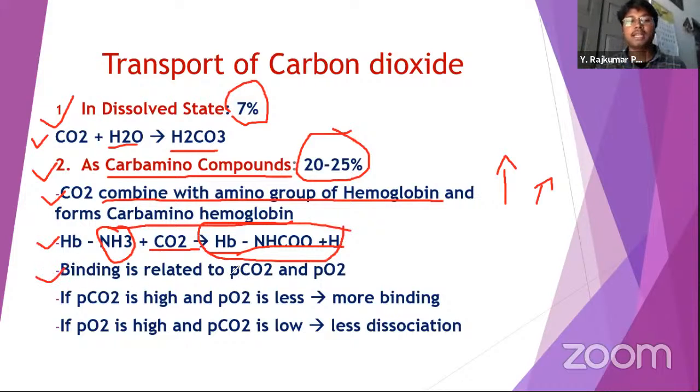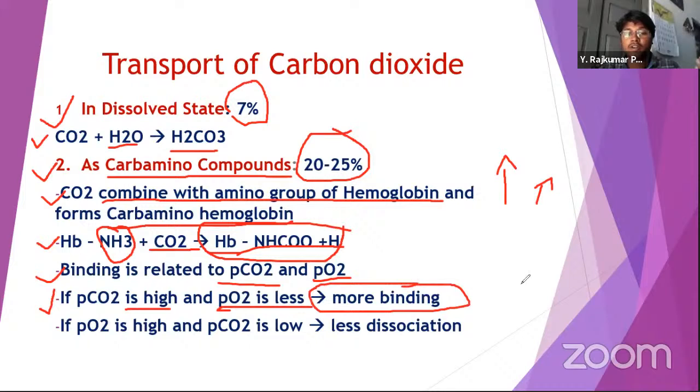This binding is related to the partial pressure of carbon dioxide and oxygen. According to the pressures of oxygen and carbon dioxide, these bindings will take place. Okay, dear students, let's see. If the partial pressure of carbon dioxide is high, let me repeat again, if the partial pressure of carbon dioxide is high and the partial pressure of oxygen is less, there will be more binding of carbon dioxide. Okay, there will be more formation of carbamino compounds.